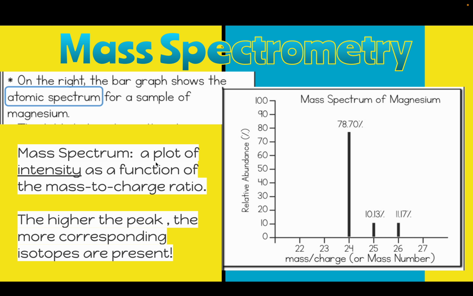So this mass spectrum is just a plot of intensity or abundance. How much of this type of isotope, this particular isotope that weighs this much, is present in the sample. The higher the peak, the more of that particular isotope is present.